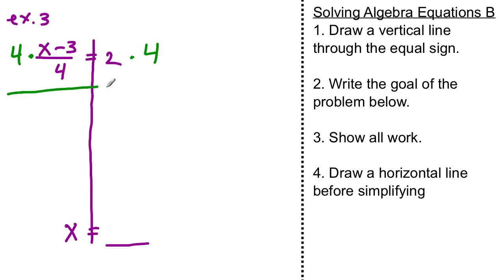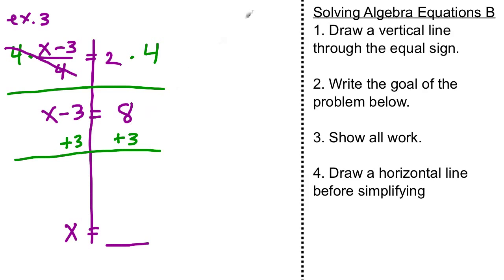See that? Okay, horizontal line. Notice that this will simplify. That will cancel out. We're left with x minus 3 is equal to 2 times 4, which is 8. Okay, and we're almost there. On this side now we want x, but we have x minus 3, so we need to add 3 to both sides. Cool. Horizontal line. This cancels, and we're left with x is equal to 8 plus 3 is 11.